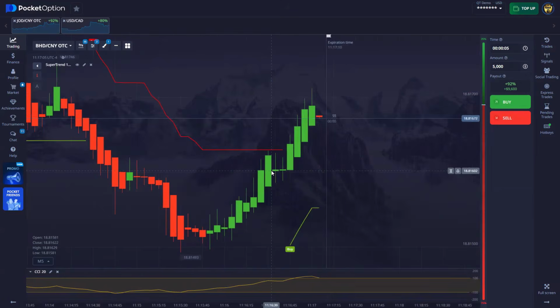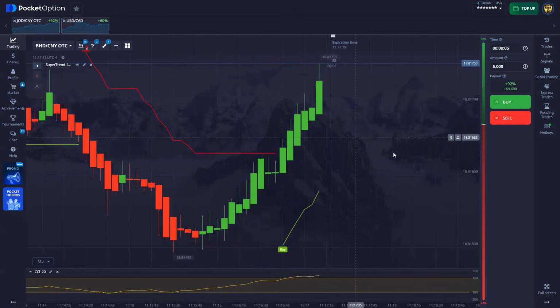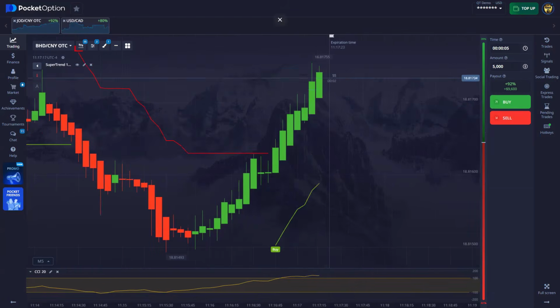When the line turns green, it's bullish pressure. And when it flips red, momentum is shifting bearish. As you can see, we just flipped green. Momentum is shifting up. Well, what do you know? The market is going up. It's one of the cleanest indicators for new traders who just want clarity.